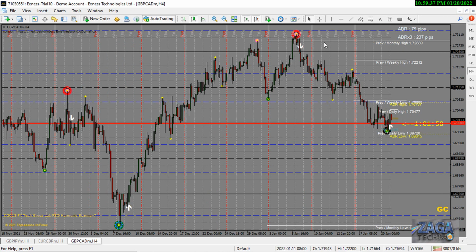Now when you take a look at this H4 time frame, the market is trending downwards, and as you can see, this round black dot here is just more like a retracement, not a reversal. It's a retracement, not a reversal.